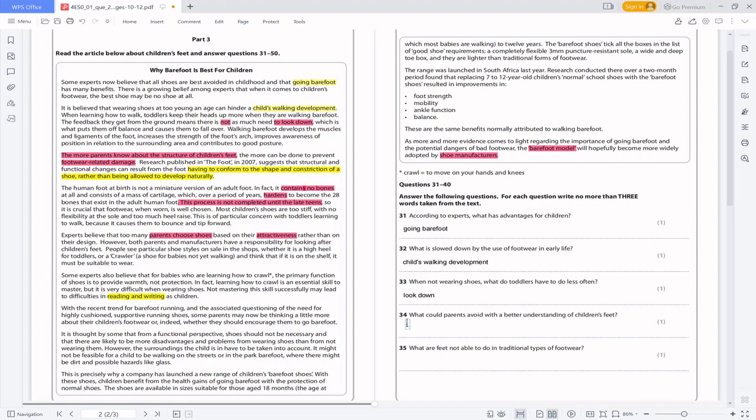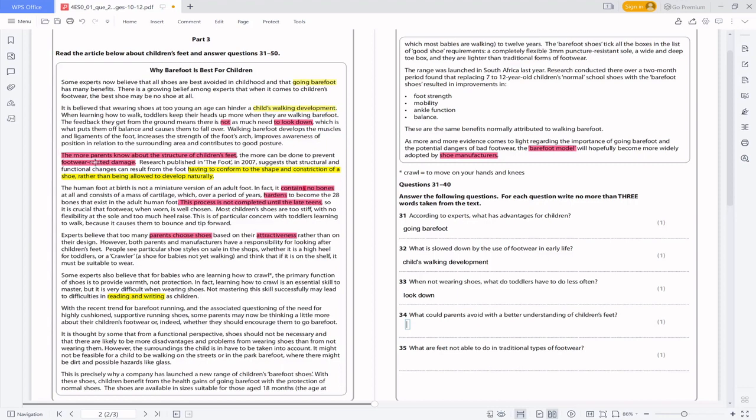Moving on to the fourth question. What could parents avoid with a better understanding of children's feet? Now, a better understanding of children's feet and parents can be taken as the keywords for this question, and therefore we need to use the scanning method. The more parents know about the structure, as you can see, the word parents is right here at the beginning sentence of the third paragraph. The more parents know about the structure of children's feet, the more can be done to prevent footwear-related damage.